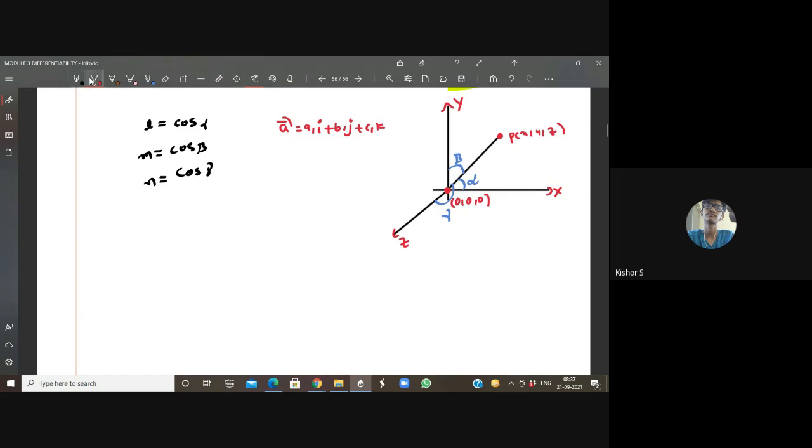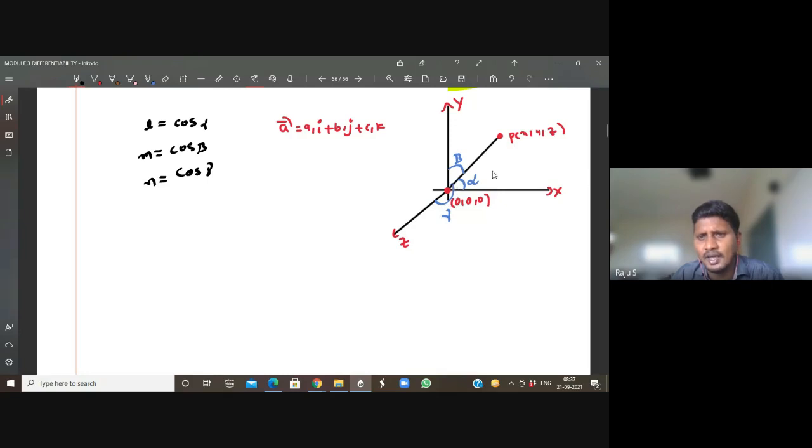Sure. Is gamma the angle between z and x? Sorry, gamma is the angle between the z-axis and the given line. OP is the given line, O is the starting point, and P is the ending point. So gamma is the angle between the z-axis and the line segment OP, not the angle between x and z.